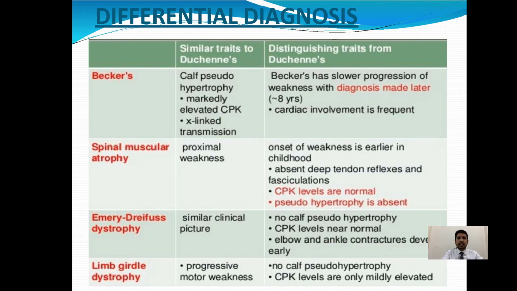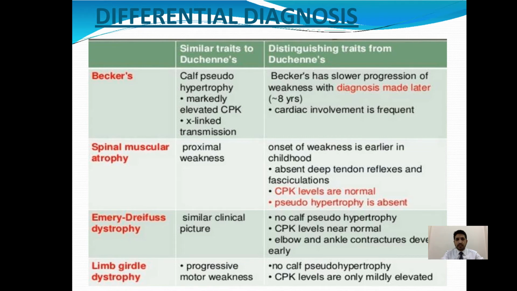Now, let's see how Duchenne muscular dystrophy is similar to and different from other dystrophies. The main differential of Duchenne muscular dystrophy is Becker's muscular dystrophy. It is similar to Duchenne in that they both have calf hypertrophy, CPK is raised, and both have X-linked transmission. But Becker's differs from Duchenne in that it has a much slower progression. Usually the diagnosis is made later and the symptoms usually start at the age of 6 to 8 years.